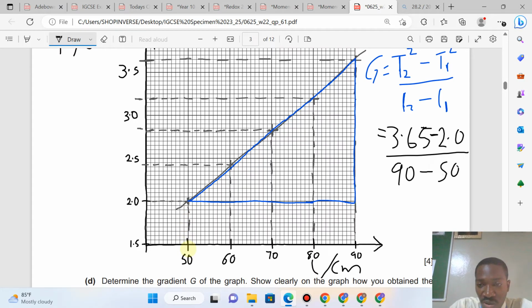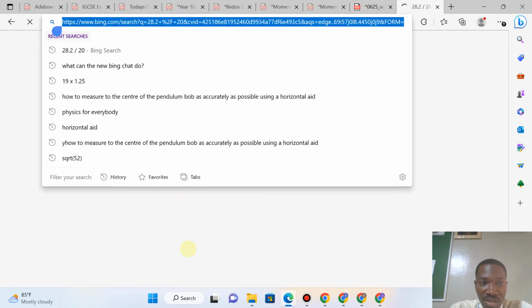Now let's go. 3.65 minus 2, that will give us 1.65. And the denominator is 90 minus 50, which gives us 40. So 1.65 minus 40 will give us what? 1.65 divided by 40 rather, not minus 40. 1.65 divided by 40, let's do that here.